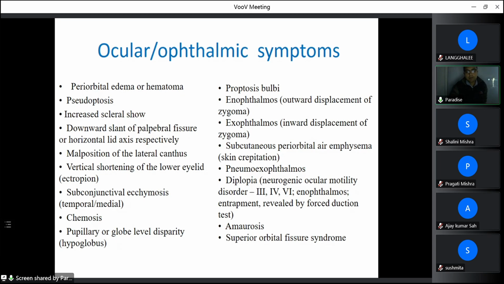Just opposite, if there is a depressed fragment of the zygomatic bone, the orbital volume will be decreased. It will lead to outward bulging of the eyeball, known as exophthalmos. There may be subcutaneous periorbital air emphysema, pneumoexophthalmos, and diplopia due to neurogenic ocular motility disorder of the third, fourth, and sixth cranial nerves. There may be enophthalmos, entrapment, revealed by the forced duction test. Now, what is diplopia?